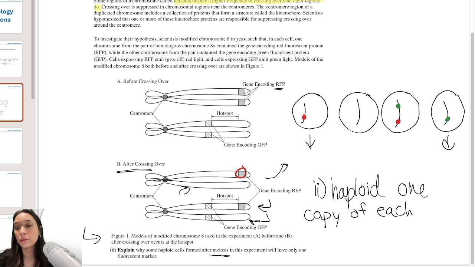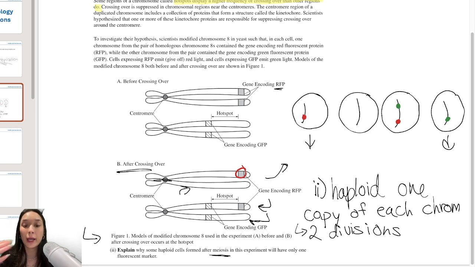of each chromosome. And you can also say because there's 2 divisions. You can keep expanding on this. So overall, haploid cells, which are what you get after the end of meiosis, is 2 divisions, and then you're going to end up with only one unduplicated chromosome in each one of your gametes. That's why some of them only have one marker. They're not getting both of the duplicated chromosomes, they're only getting one, so one marker.